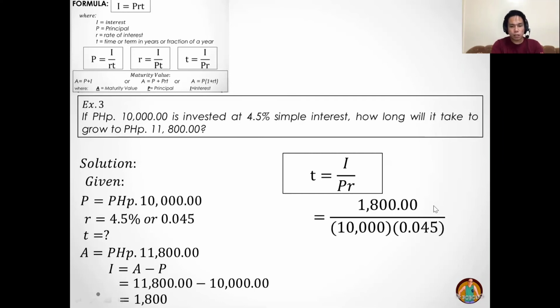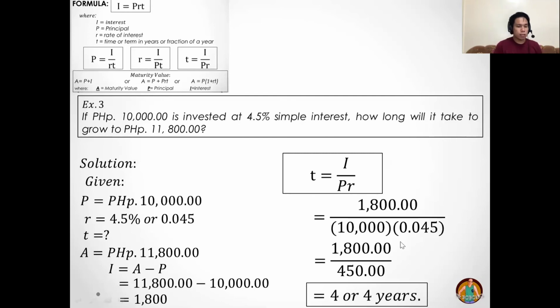So 1,800 divided by 10,000 times 0.045. So multiply muna natin. So 10,000 times 0.045 is 450. 1,800 divided by 450 will give us 4, or since it is T in years, that is 4 years. So your 10,000 will become 11,800 after 4 years if you have 4.5% simple interest.